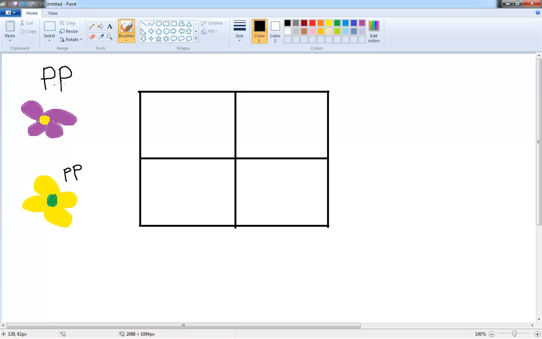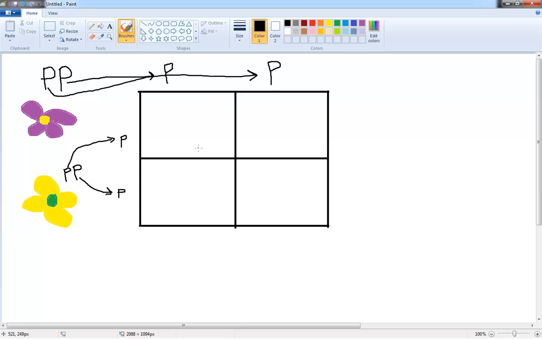if we fertilize these two plants. And so to do that, we're going to have one going across the top and one going across the side. And what we're going to do is put the alleles on the top. So I'm going to take this P and I'm going to write it up here. This is going to be a capital P. And we're going to take this other P and we're going to write it over here. Capital P. And then we're going to do the same thing over here. This little p is going to go right here. This other little p is going to go right here.